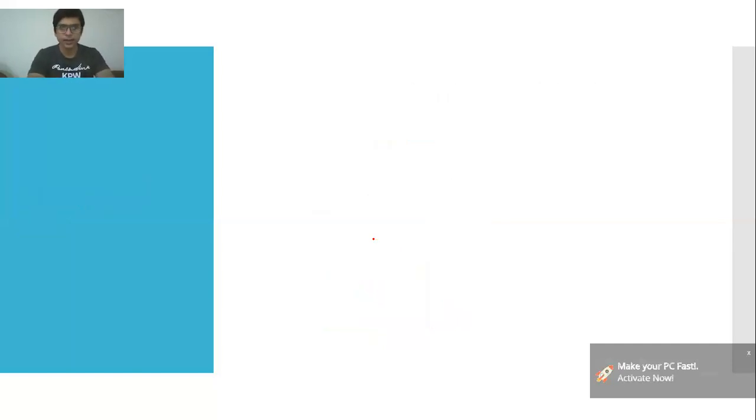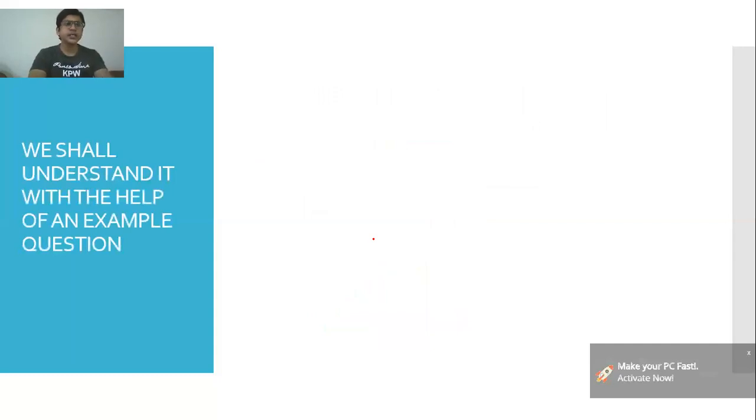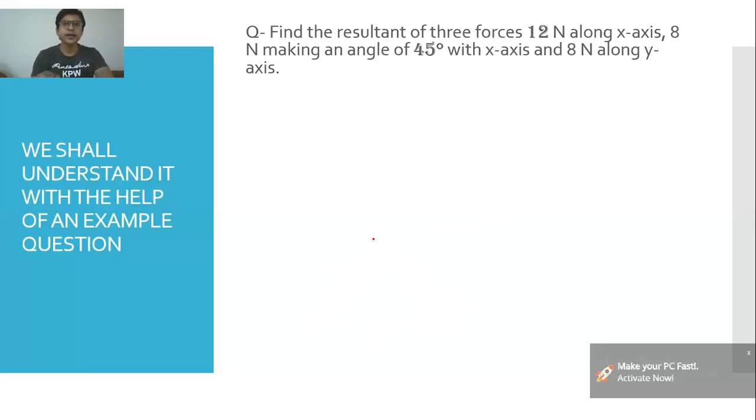Now we shall understand it with the help of an example question. Find the resultant of three forces: 12 Newton along the x-axis, 8 Newton making an angle of 45 degrees with the x-axis, and 8 Newton along the y-axis. Here you can see that whenever I'm talking about forces, there are three forces. One force has a magnitude of 12 Newton and its direction has also been mentioned. So direction is important for a vector.